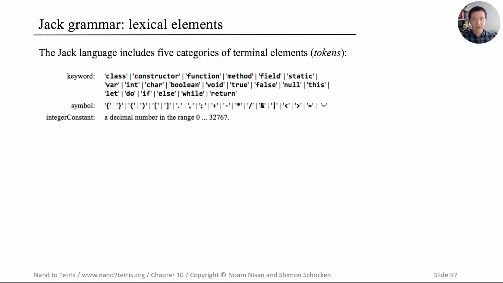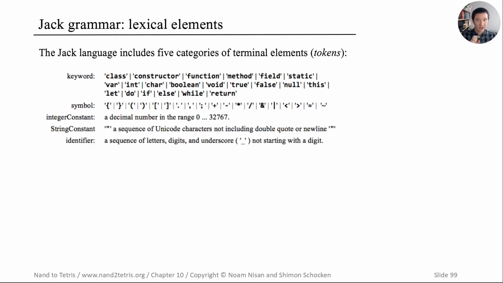So here are the tokens. We know the symbols. Integer constants are only positive, ranging from 0 to 32,767. A string is a double quotation mark followed by any sequence of characters, not including a double quote or newline, followed by a second quotation mark. That can be tricky to capture when you're coding this, but you can do it.